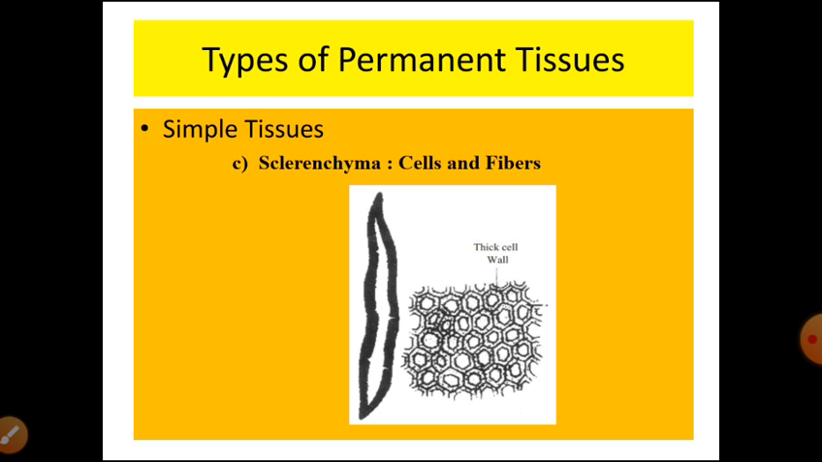The value of sclerenchyma as the most effective mechanical tissue is due to the interlocking of the ends and considerably thickened walls. The fibers have great commercial value. For example, jute and hemp are common sclerenchyma fibers.